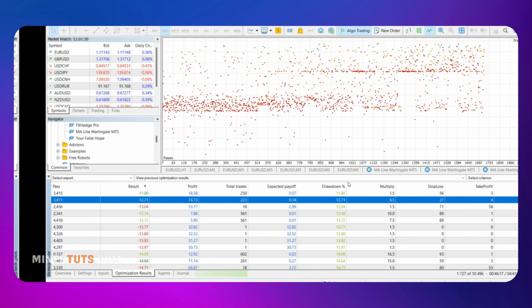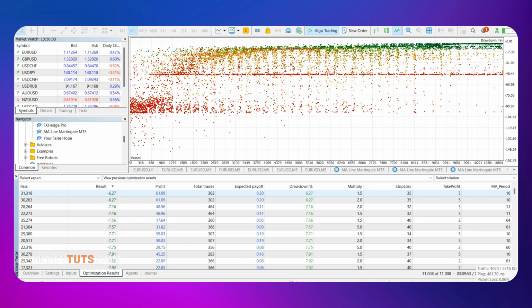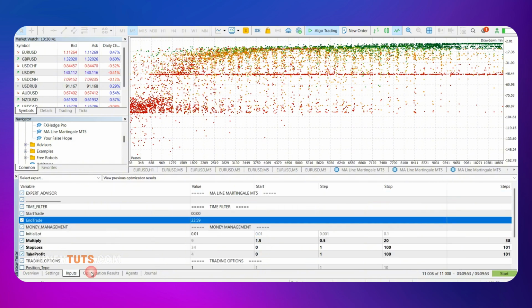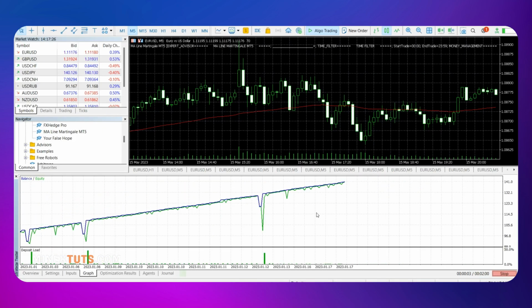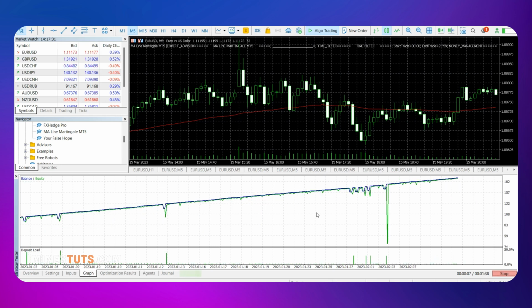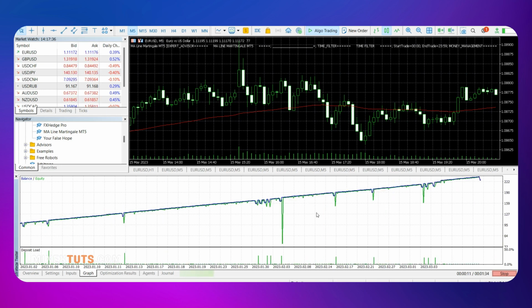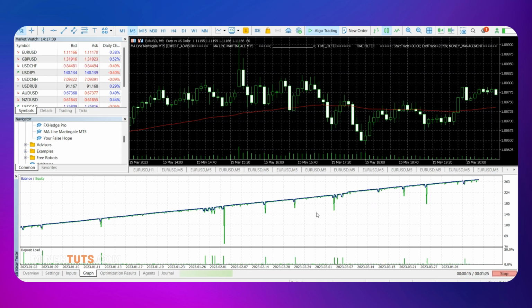Once we've fine-tuned the settings, it's time for backtesting. For this test, I'll use the optimized settings we just configured and run them through market conditions. As you can see, backtesting helps us gain confidence in the EA's performance, highlighting strengths and revealing potential weaknesses.